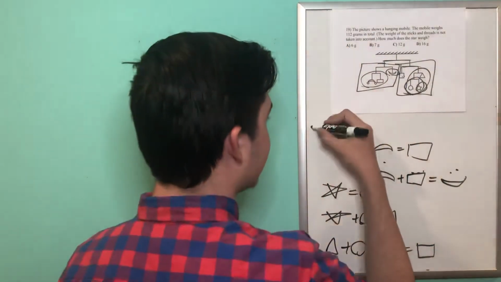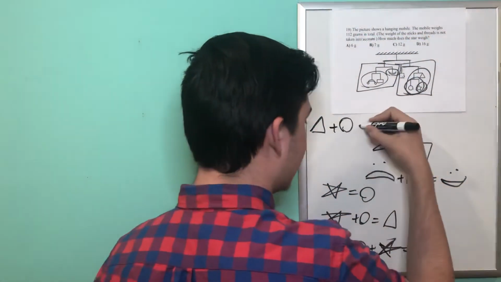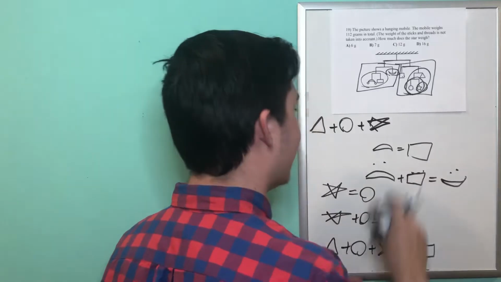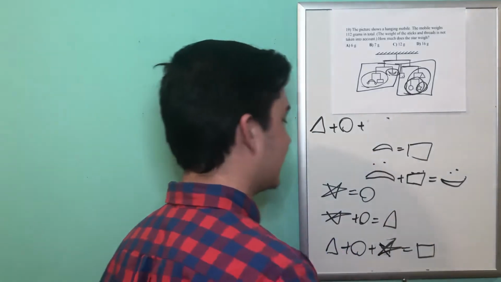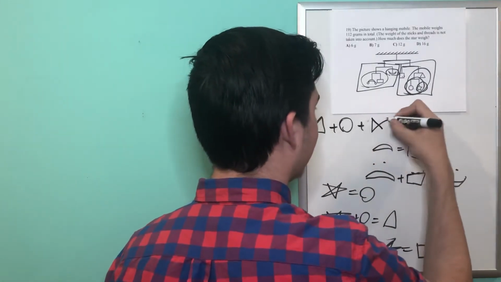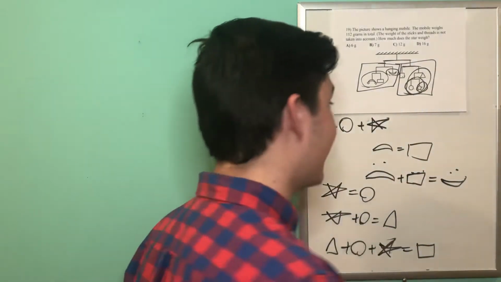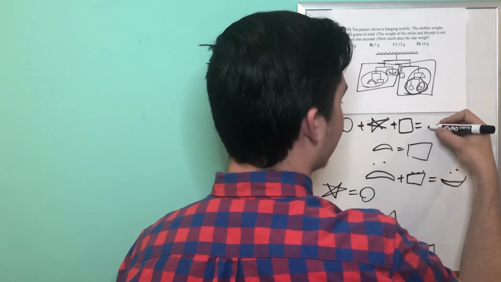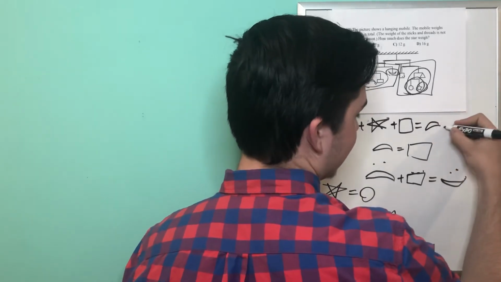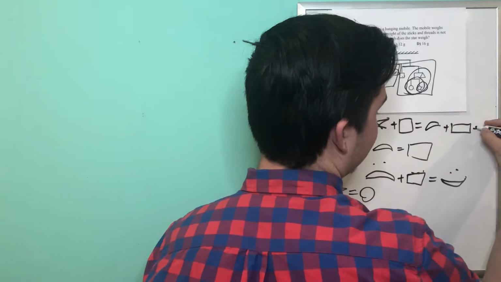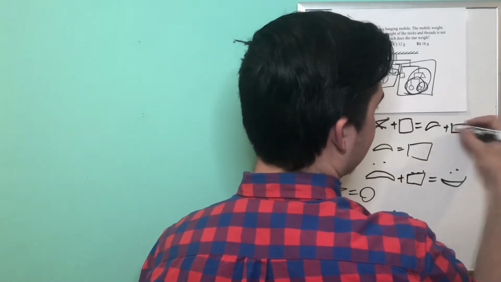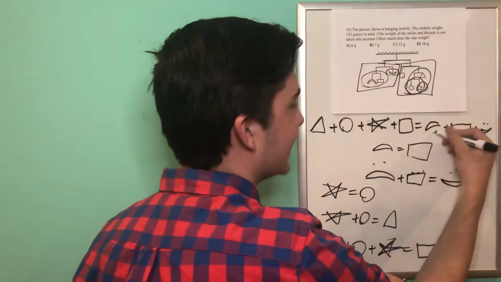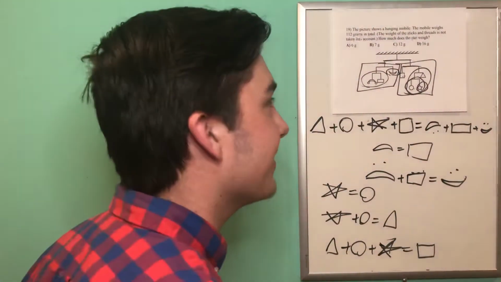So if we draw that out, that means that triangle plus circle plus star. I can't draw stars. Plus star. That's how you draw a star. Plus square is equal to sad face plus rectangle plus happy face. Or if you guys don't like the happy face, let's draw an upside down smiley face because he's on the monkey bars and he's having some fun.